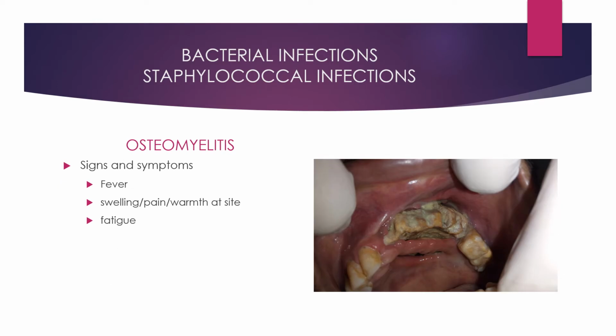Osteomyelitis, which we have covered in various other parts of this DH367 and 366, is caused by Staphylococcus aureus. The signs and symptoms are fever, swelling, pain, and warmth at the site of the infection, and fatigue.